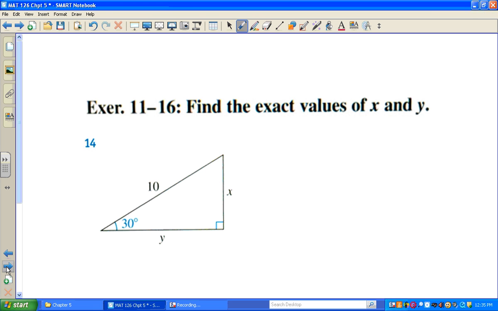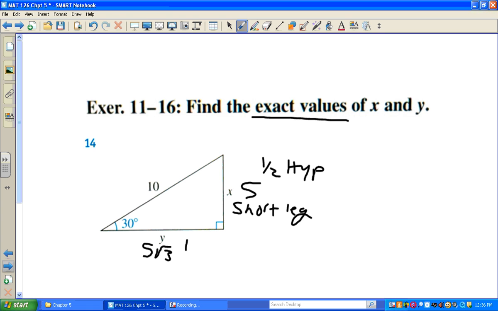Oh, by the way, you remember what exact values mean? Square roots, fractions, no decimals. Takes calculator out. Okay? So what is x and y, Kylie? Is that the short leg or the long leg, x? Yeah, it's 5. It's a short leg. So it's equal to half the hypotenuse. And then y would be what? Right, 5 root 3 is the long leg.